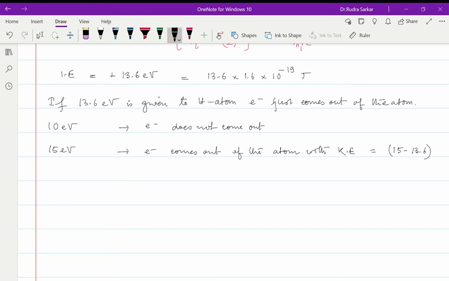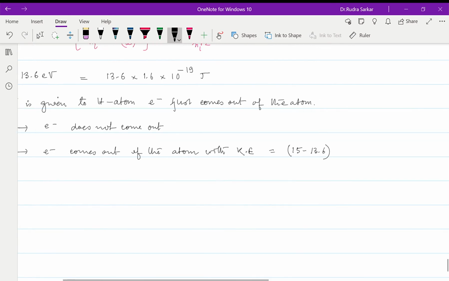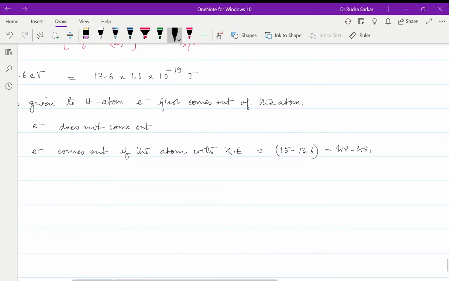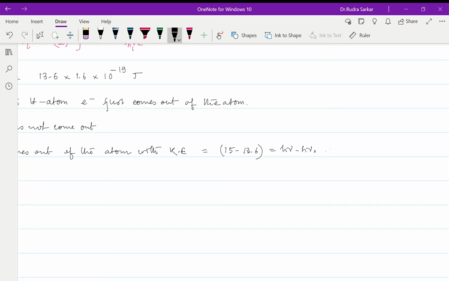It's almost like the equation that you had used in the photoelectric effect. There we had h nu, the supplied energy, and h nu naught was the energy required just to take out the electron. Yes or no? Okay, fine. So if you do that, we can say the rest of the energy, that is 1.4 electron volt, will be our kinetic energy. Yes or no? Okay, fine.